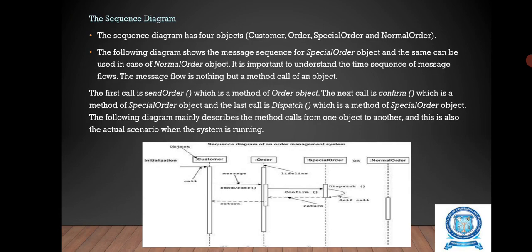The diagram shows the sequence diagram. It has four objects: customer, order, special order and normal order. The following diagram shows the sequence for the special order object, and the same can be used in the case of normal order object. It is important to understand the time sequence of the message flows, and the message flow is nothing but a method call of an object. The first call is send order. It's a function which is a method of order object. The next call is confirm, which is a method of special order object, and the last call is dispatch, which is a method of special order object.